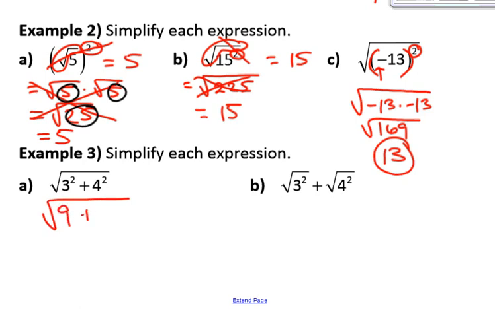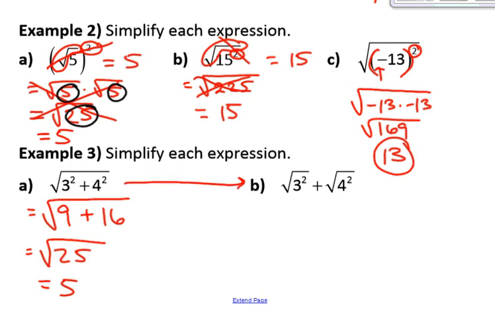So 3 squared is 9, plus 4 squared is 16. Then 9 plus 16 is 25, and the square root of 25 is 5. So what we want to see is if I add 3 squared plus 4 squared, is that the same as if I take that apart and say that that's the square root of 3 squared, plus the square root of 4 squared. So I'm going to do this.